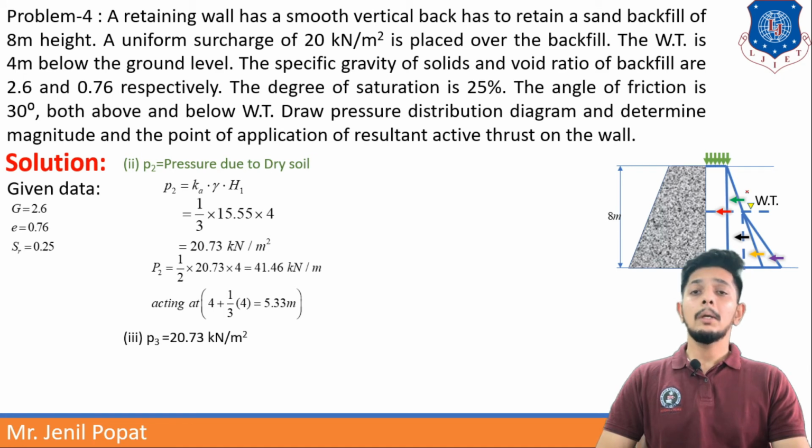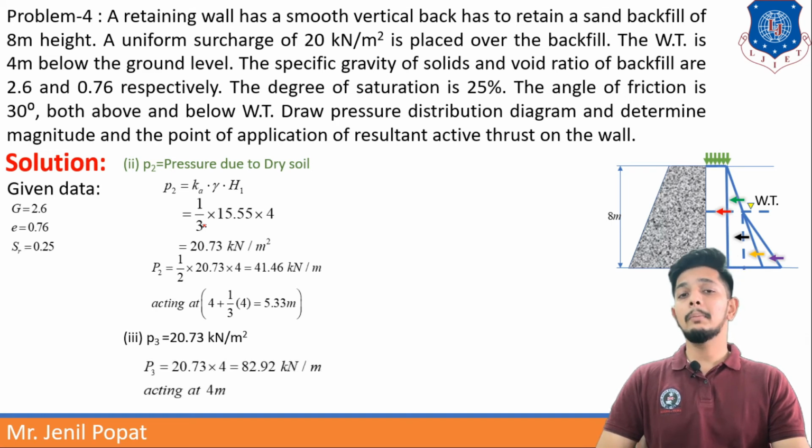Now the P2 pressure acts from the upper half. The same will continue in the bottom half as a rectangle also. For that rectangle, I am calculating it as an individual force. So P3 pressure will be the same 20.73, but the height will be 4 meter and it is in a rectangular shape. So the P3 force is 20.73 into 4, base into height, which comes to 82.92 kilonewton per meter, and it will act at the center of the rectangle at 4 meter. This is shown by the black arrow.